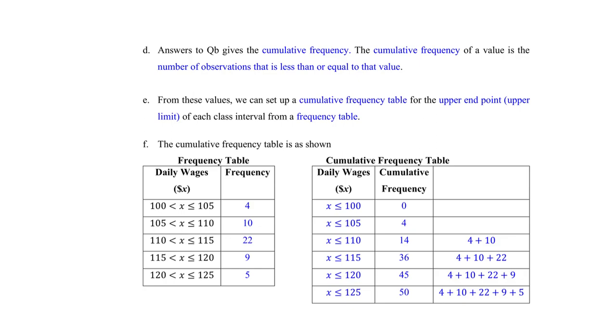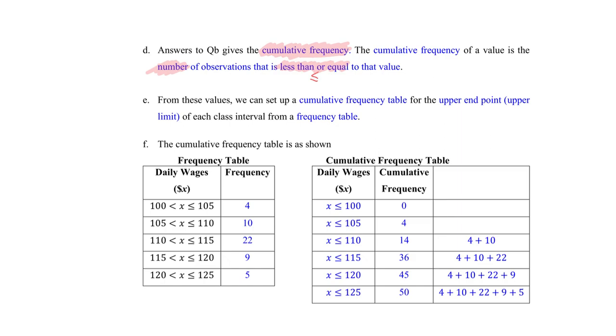The cumulative frequency. Okay, so the answers to question B previously, where I keep on adding, actually give me this thing called a cumulative frequency, which is the number of observations that are less than or equal. That means the sign looks like this. Okay, so from a frequency table, we can then set up the cumulative frequency table.